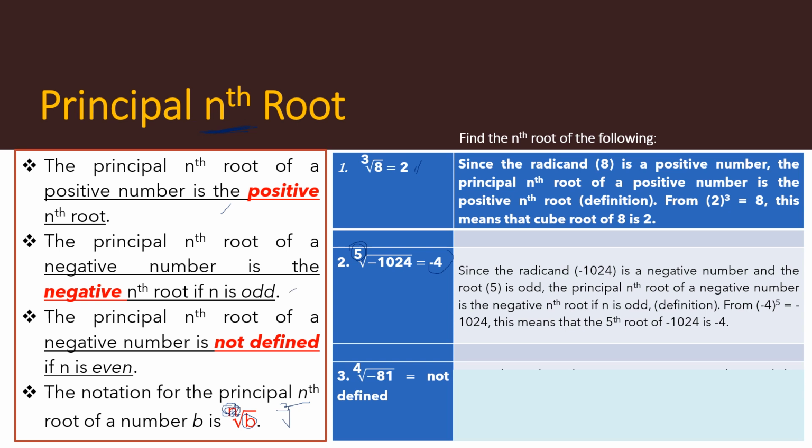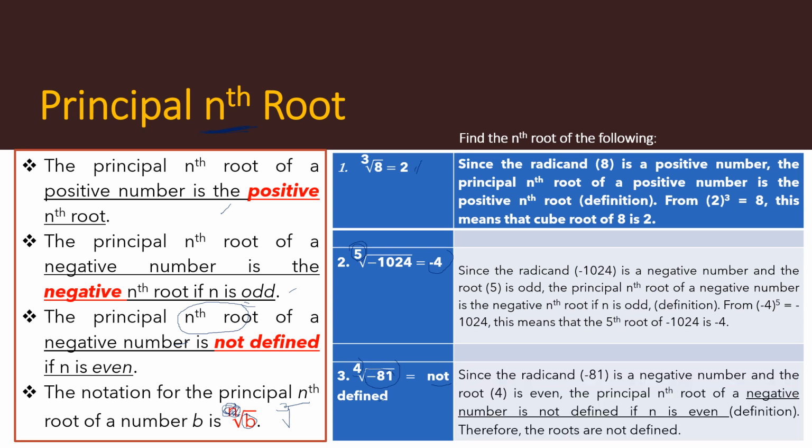And next example, the fourth root of negative 81 is not defined, because based on this rule, the principal nth root of a negative number is not defined if n is even. Take note, if the given is negative and it is asking for the nth root wherein n is even, just say undefined, because if you key that in your calculators, that will be an error.